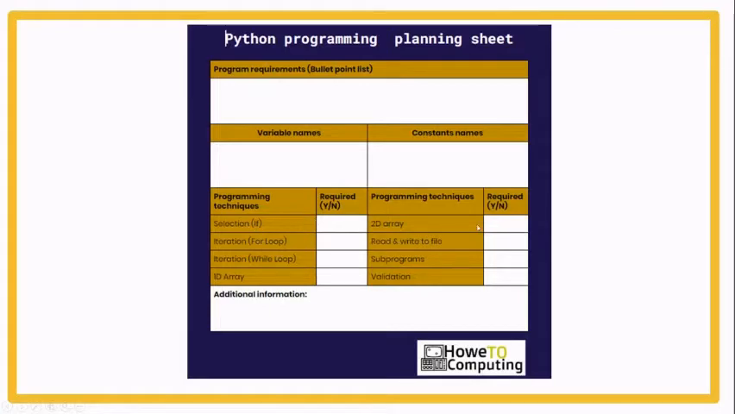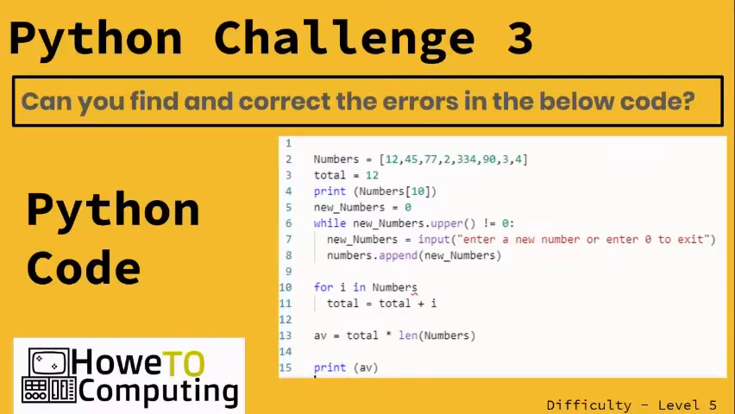Do you need to use selection? Do you need to use some of these things in here? Now, some of them are not covered yet in these challenges, but that's what we need to think about. So have a think about this planning sheet so you're really clear on some of the challenges that you can use. Right, so see if you can find and correct the errors in the below code. So see if you can type the code in, run it, and let's identify and find the errors.